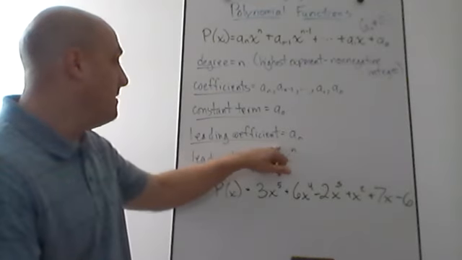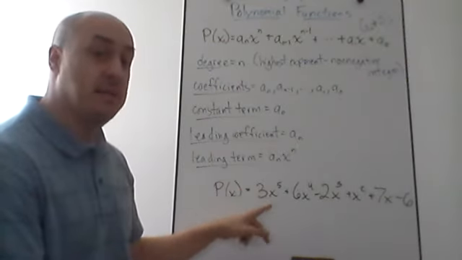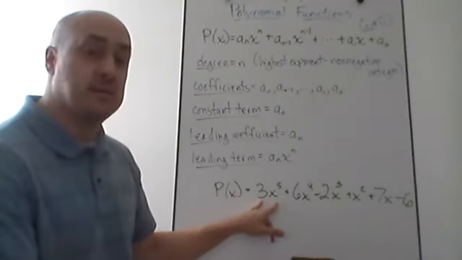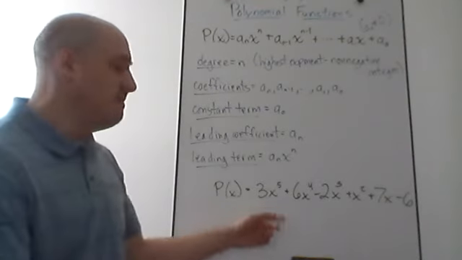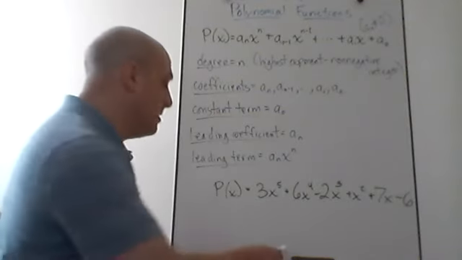All right, the leading coefficient is 3. That's the number attached to the x that has the highest exponent. So my leading coefficient is 3. My leading term is 3x to the fifth power. And again, looking at that 3x to the fifth power, that's going to give me an idea of what the graph of this function is going to look like if I were to actually graph it.